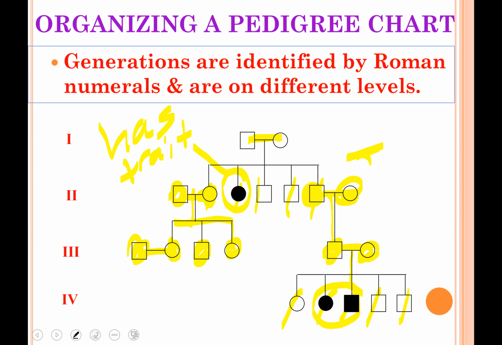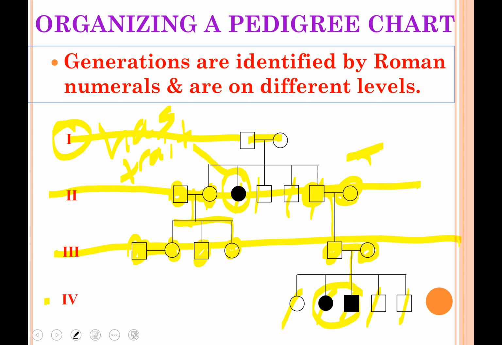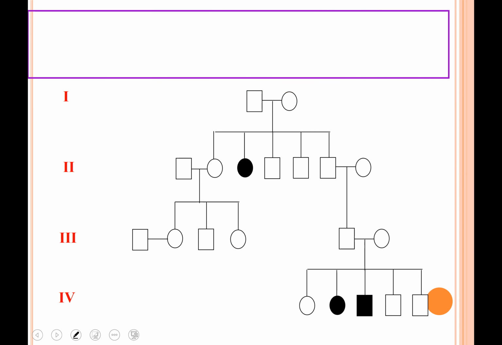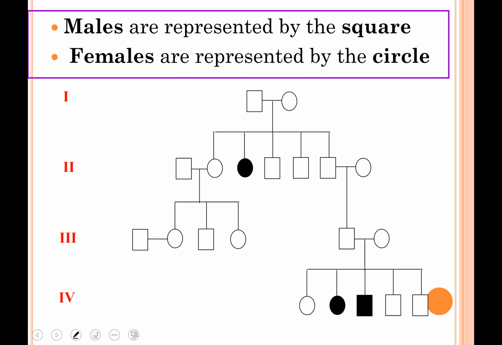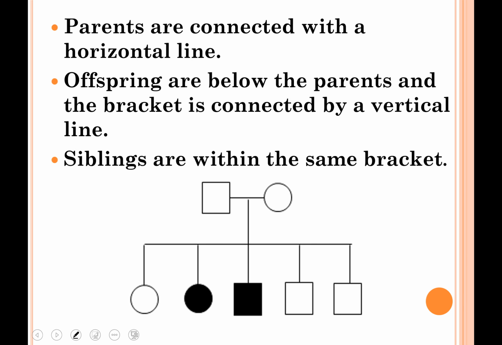Now, let's go over a couple of things that you'll see over here. This is the first generation: mom and dad are the first generation. Then the second generation is all of this. The third generation is all of this. And then the fourth generation is all of this as well, okay? This is just saying that males are represented by squares, and females are represented by circles.